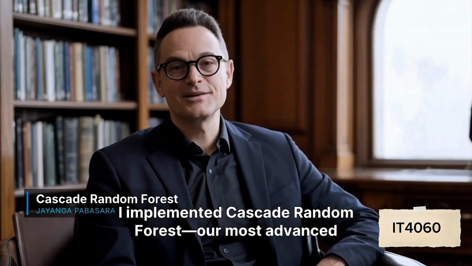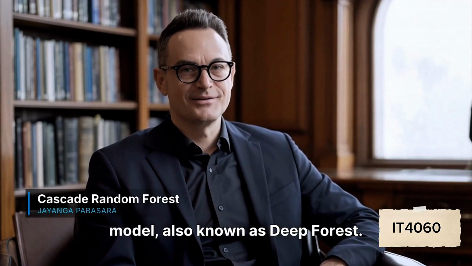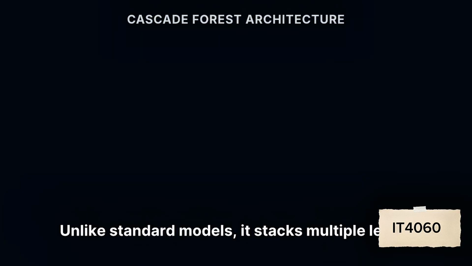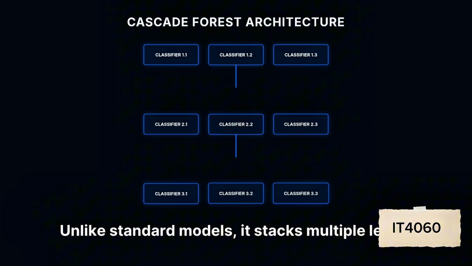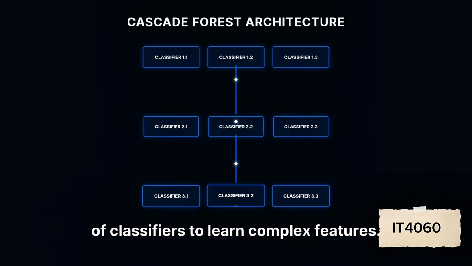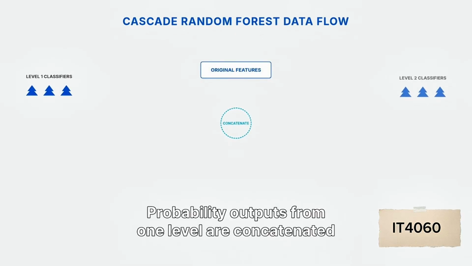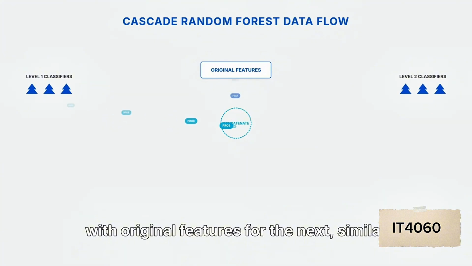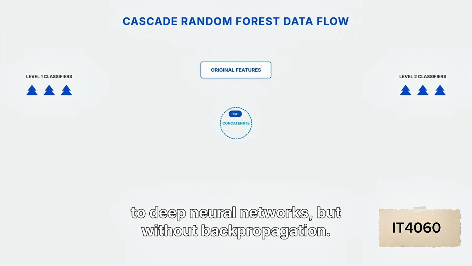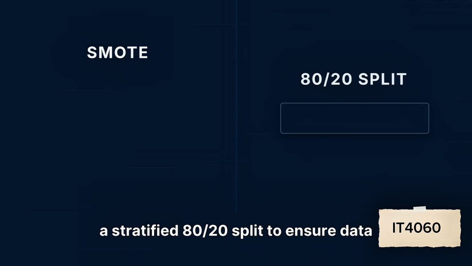I implemented Cascade Random Forest, our most advanced model, also known as Deep Forest. Unlike standard models, it stacks multiple levels of classifiers to learn complex features. Probability outputs from one level are concatenated with original features for the next, similar to deep neural networks, but without backpropagation. I use SMOTE for class imbalance and a stratified 80-20 split to ensure data integrity.